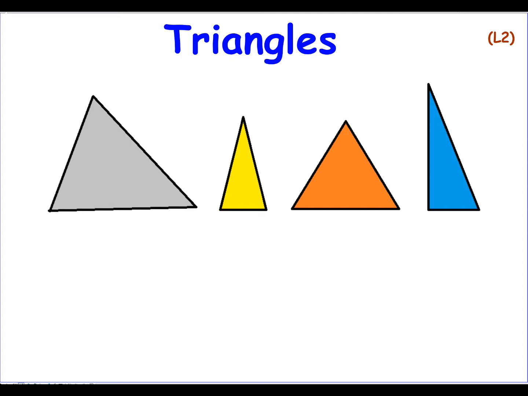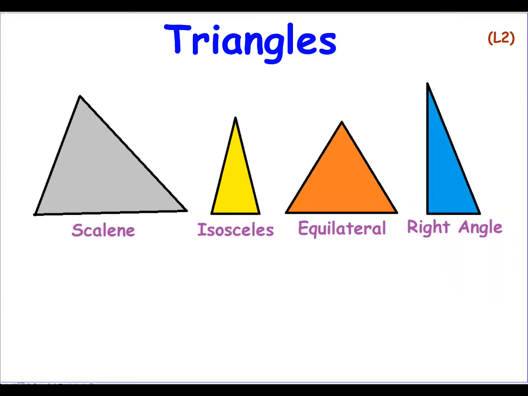Let's start with our first shape, our triangle. A triangle consists of three sides, and depending on the length of the sides and the size of the angles depends on how we describe those triangles. See if you can remember what these triangles are called. Okay, the first triangle we're looking at here in grey is called a scalene triangle. This means all of the sides have different lengths, which also means all of the angles are different.